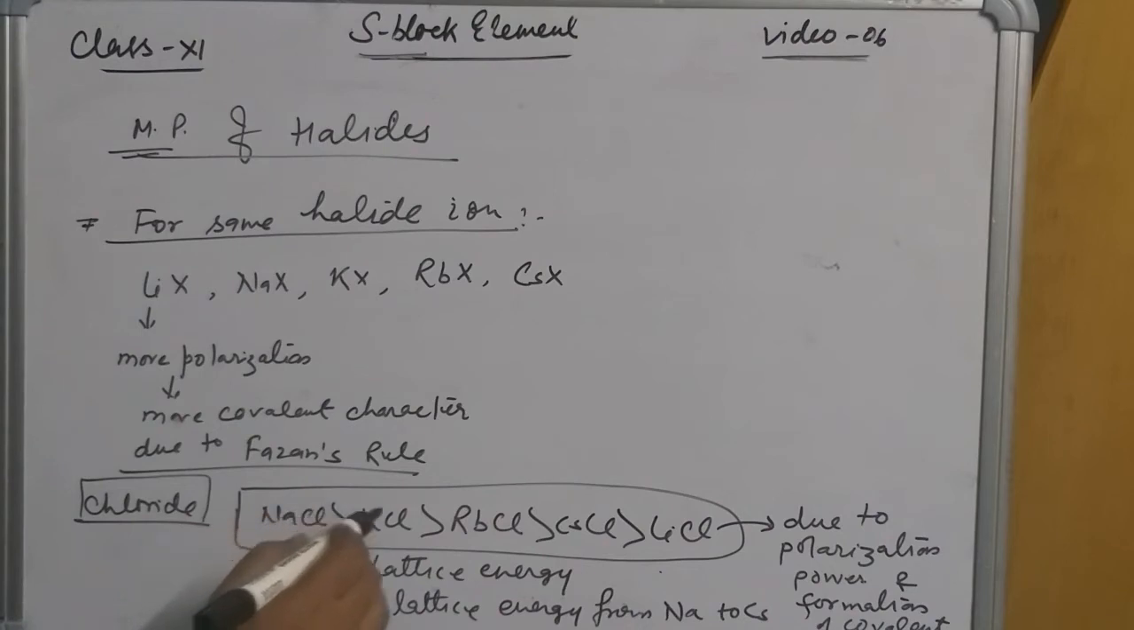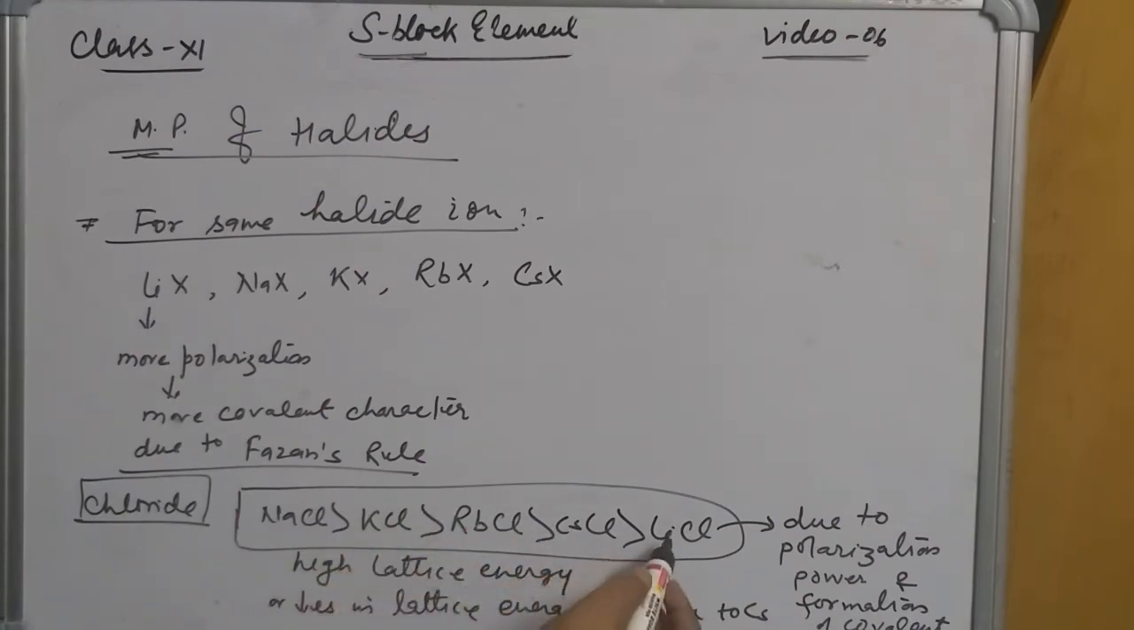For the same anion, the same halogen atom with different alkali metals, the trend will be like this because lattice energy decreases from sodium to cesium. But lithium chloride is an exceptional case, because the size of lithium is small and the size of the anion, chloride, is larger. So polarization takes place, and due to polarization the covalent character increases. In this way, its melting point is very low.